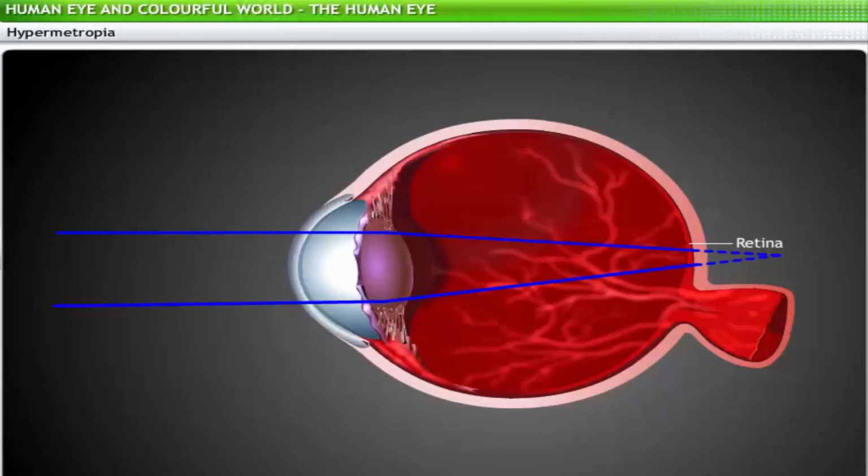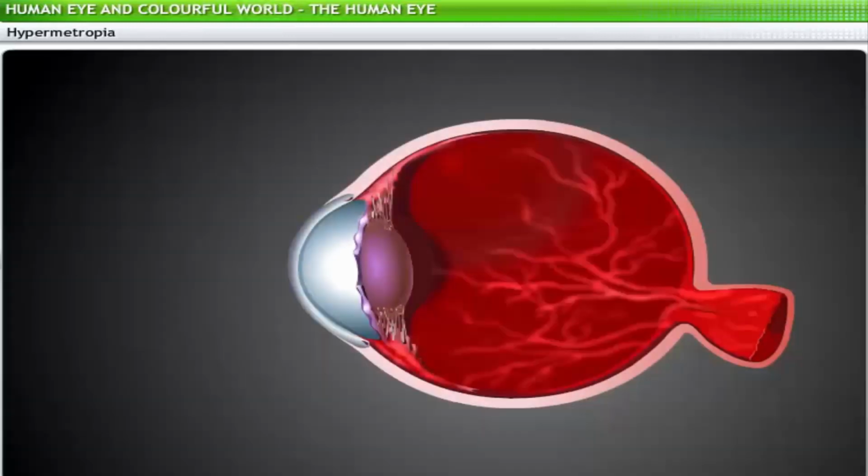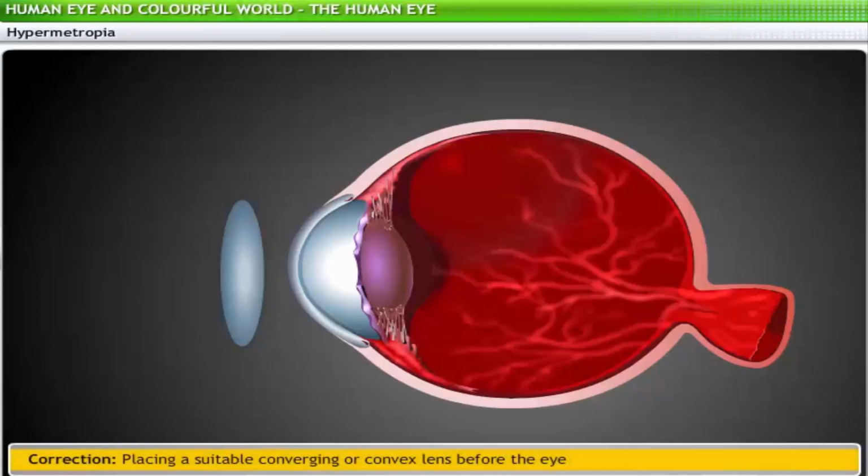So what's the solution for this condition? Like myopia, hypermetropia can be corrected by placing a suitable lens in the line of sight. However, in this case, you'd use a convex lens instead of a concave lens. When this is done, the parallel beam of light reflected from a nearby object is first converged by the convex lens, and then by the eye lens to focus on the surface of the retina.